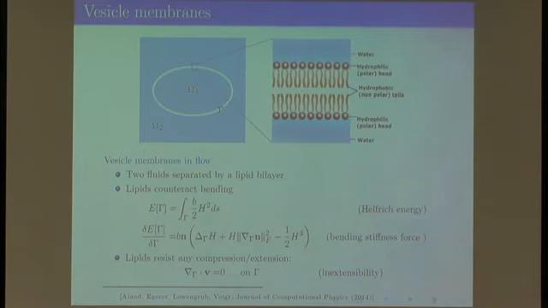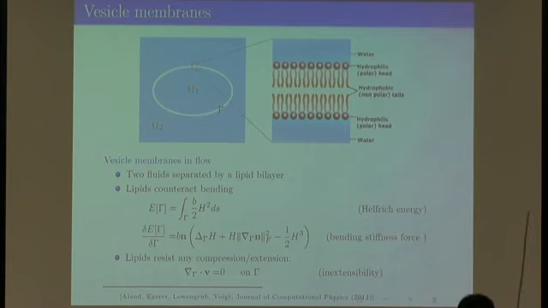And the second thing that lipids do is they resist any compression or extension. So essentially, the lipids are there on the interface, and so you cannot compress the membrane locally, and you cannot stretch it locally, because the lipids want to stay together. So mathematically, this means the surface divergence of the velocity must be equal to 0 on the interface. This is termed inextensibility.